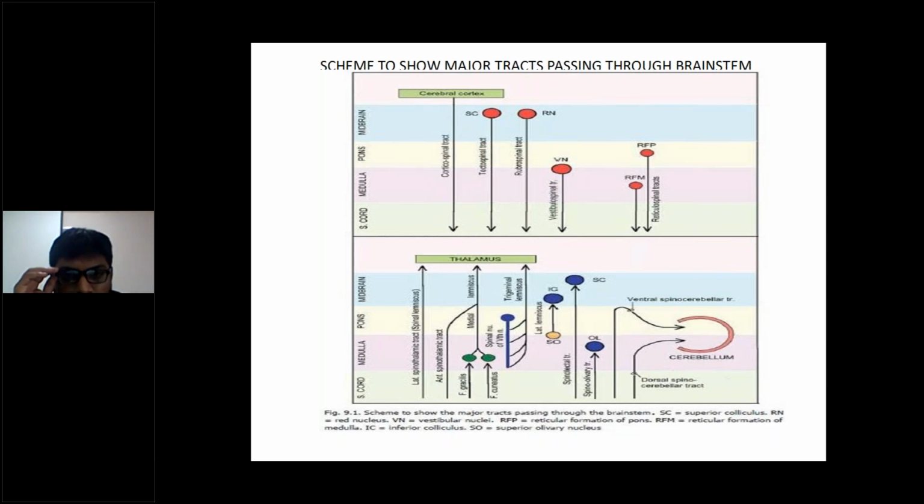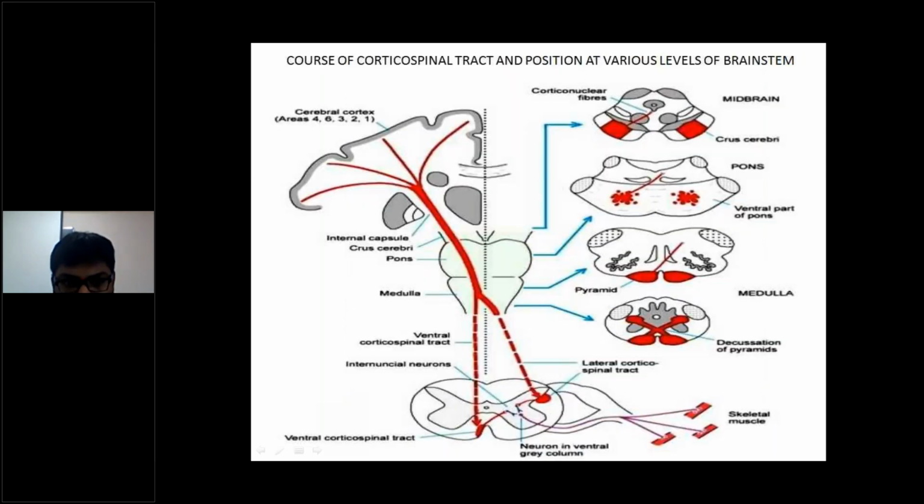So corticospinal, tectospinal, rubrospinal tracts, okay, these are descending tracts, and these are ascending tracts, right? Lateral spinothalamic tract, anterior spinothalamic tract. These are ascending tracts, right? Yeah, this is the thing we discussed in the previous class actually.